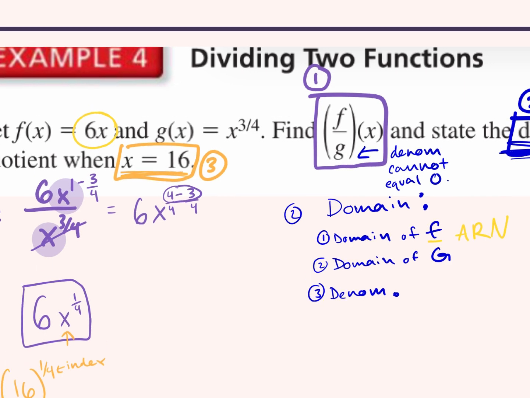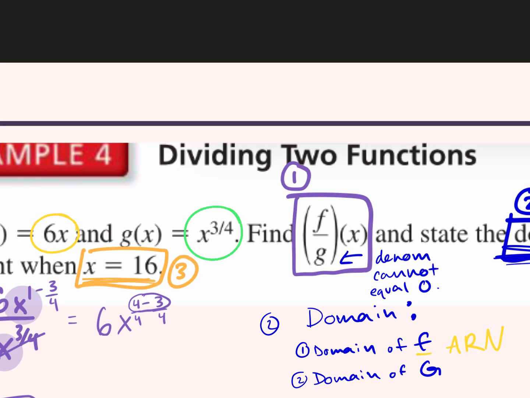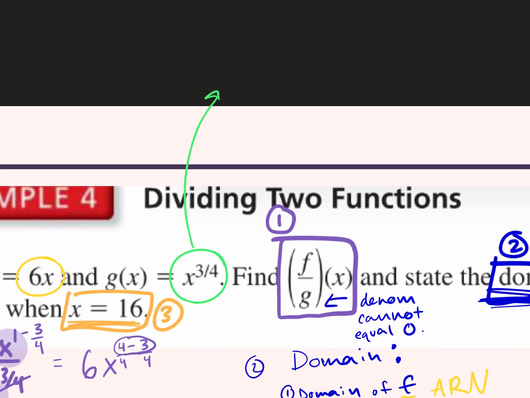Now we need to check g. So we have to be careful when we have a fraction as an exponent. We want to write this as our radical. So what would my index be here? 4. So I have the 4th root of x to the 3rd power.